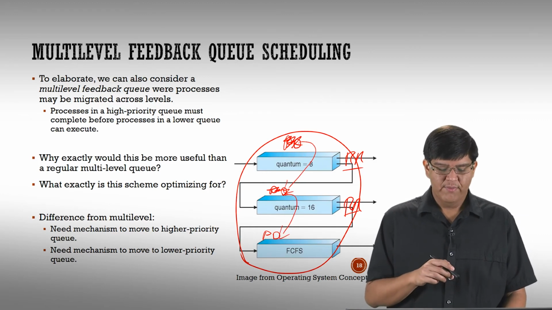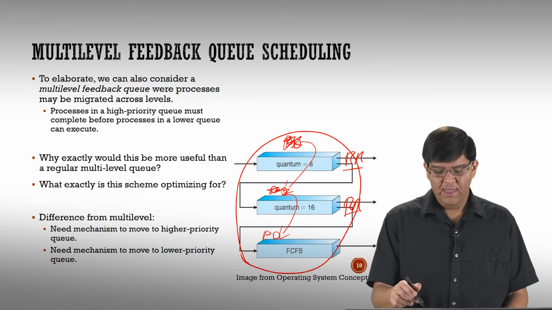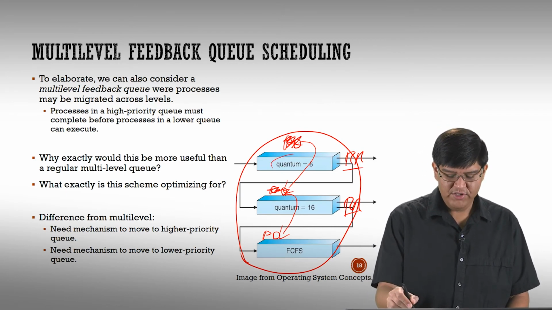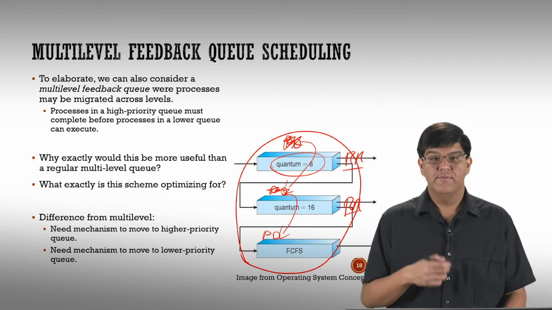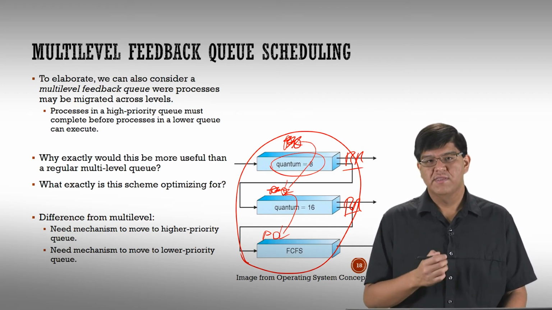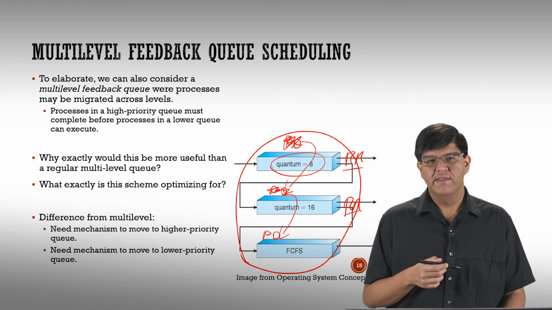Overall, what we're trying to basically optimize for is throughput. I want to complete a bunch of things. I don't want processes to be stuck in this first queue with a low time quantum forever, just consuming resources, consuming resources. If they're going to stay there, I need to move them down and give other processes a chance to go. I want as many things as possible to get a chance to complete.